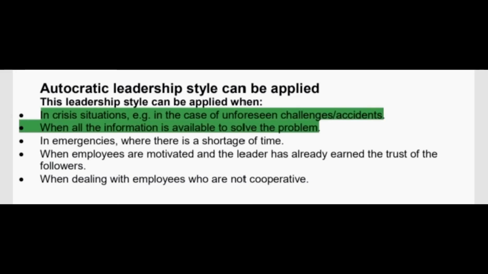Now, I'm not giving you the meaning, but this leadership style can be applied when all the information is available to solve the problem. That's number 1. So here, let's say we are having a problem in a business, then the autocratic leadership tries to come up with the ideas.